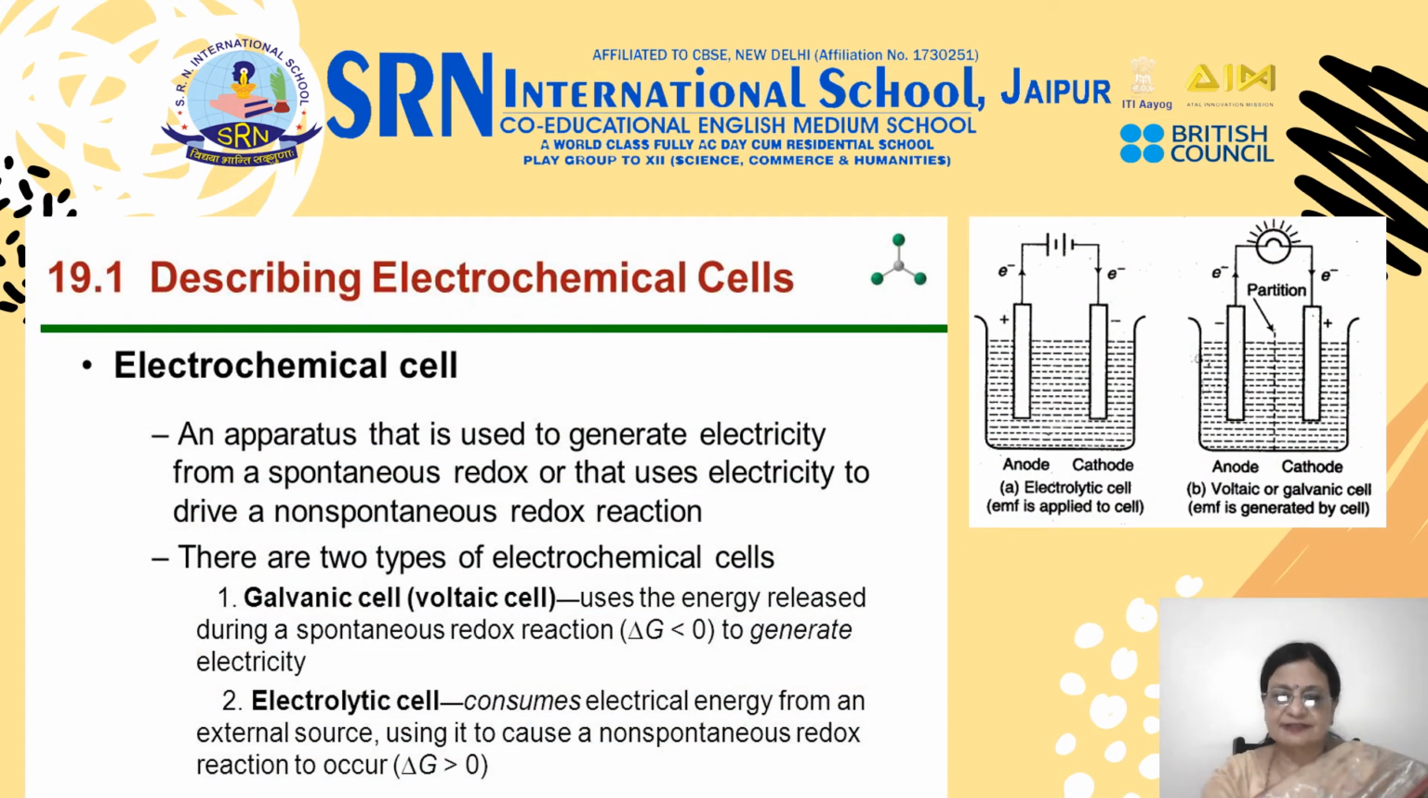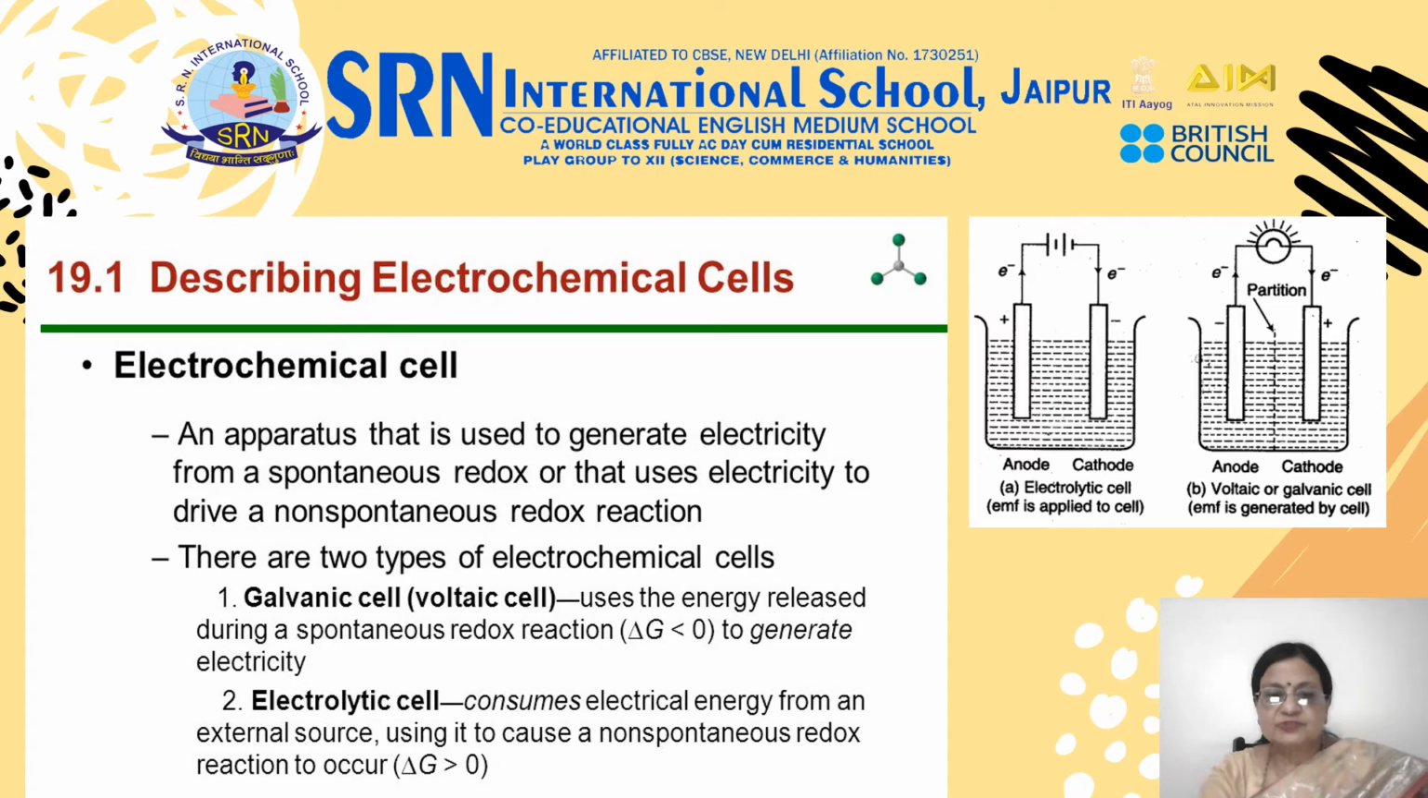Electrochemical cells. It is an apparatus that is used to generate electricity from a spontaneous redox reaction and/or uses electricity to drive a non-spontaneous redox reaction. So there are two types of electrochemical cells: galvanic cells or voltaic cells, and second is electrolytic cells.